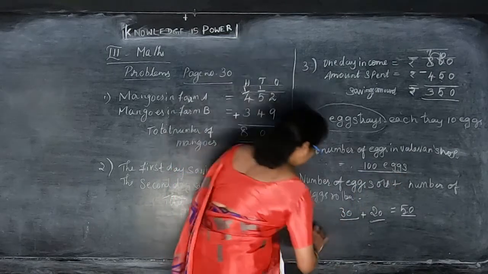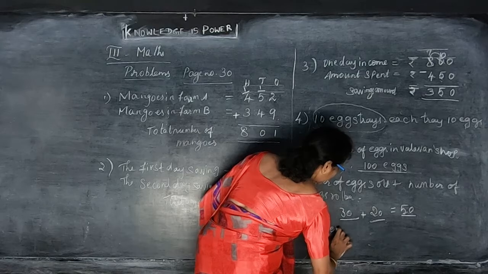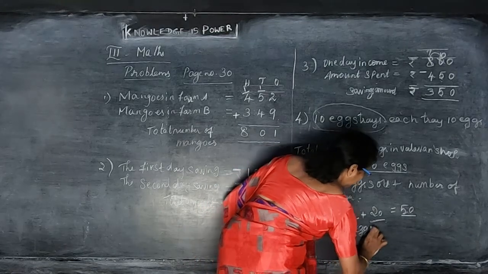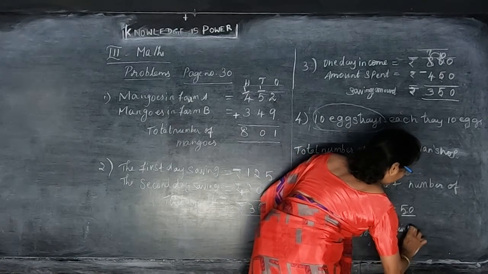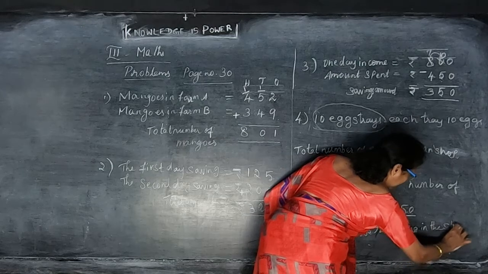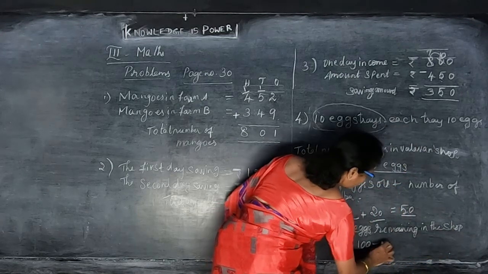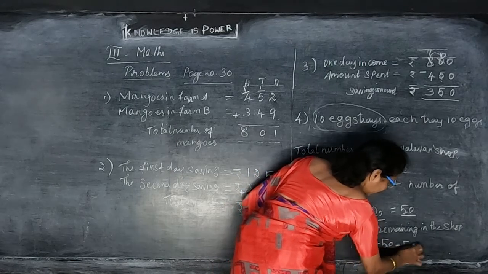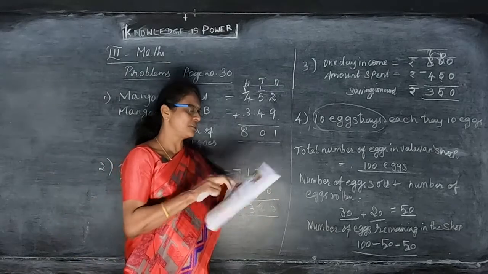So number of eggs remaining in the shop. So in total, how many did we say? 100. Minus what was sold and rotten, 50. So how many eggs remain in the shop? Remaining in the shop is equal to total number of eggs, 100, minus sold and rotten together, 50. So 100 minus 50 gives you 50 eggs remaining. Okay children? So this is the problem.